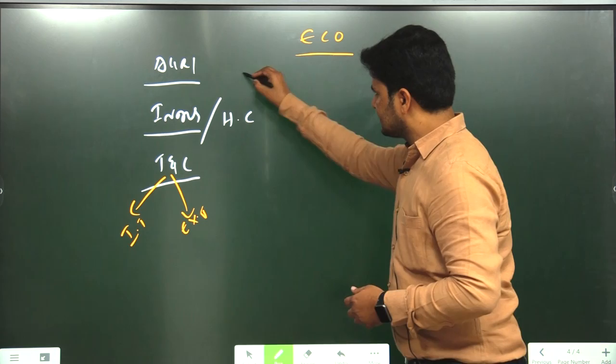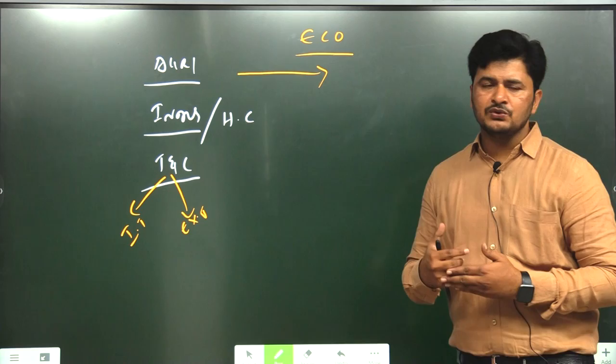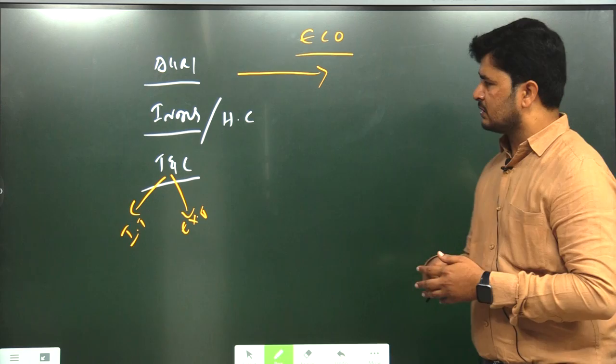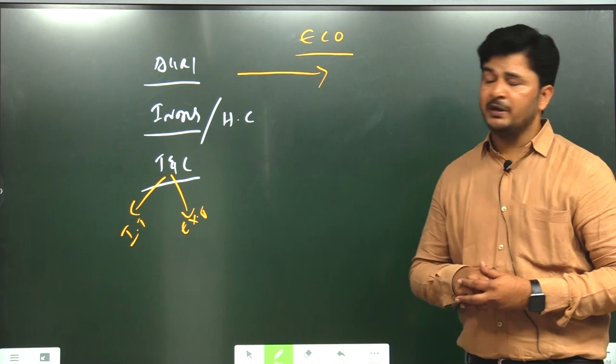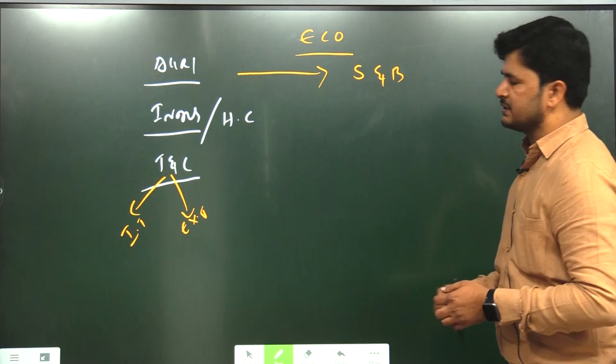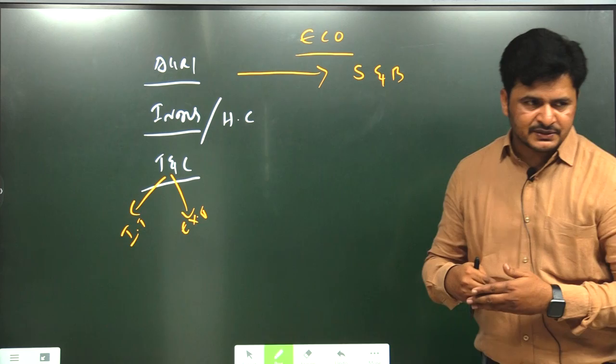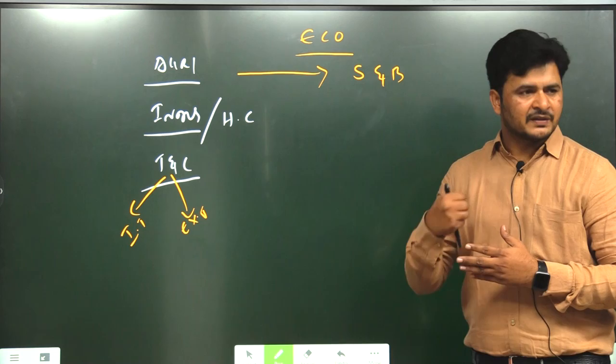As far as agriculture is concerned, what kind of methods were used by ancient Indians? What for? In order to cultivate various crops, you come across some methods, maybe slash and burn cultivation, otherwise called shifting cultivation, otherwise called jhum cultivation.